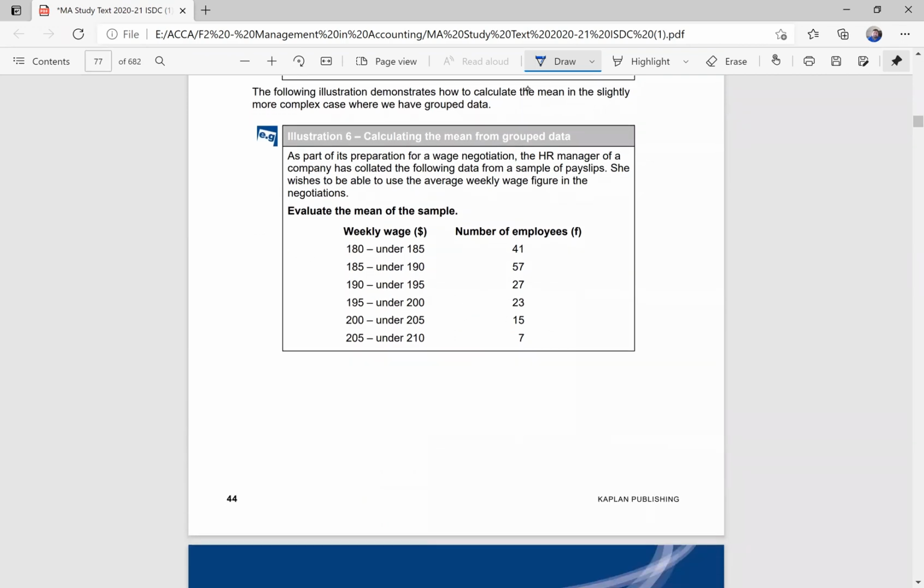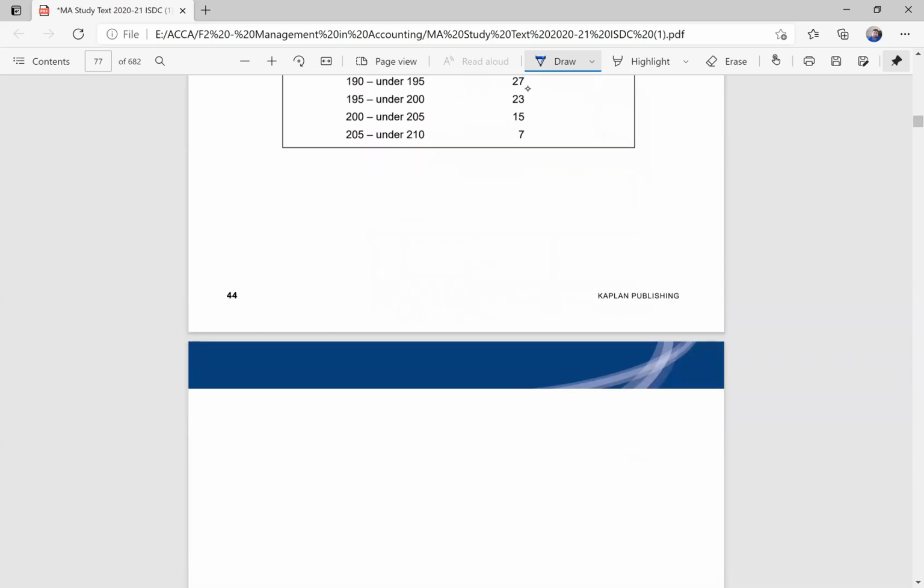Now it is getting a bit more complex. It is giving you a group data. So how are you going to go about it? If you see there's a range given to you and number of employees are given as F according to the range. Okay. So 180 to 185, 185 to 190, and so on and so forth. That is given to you.